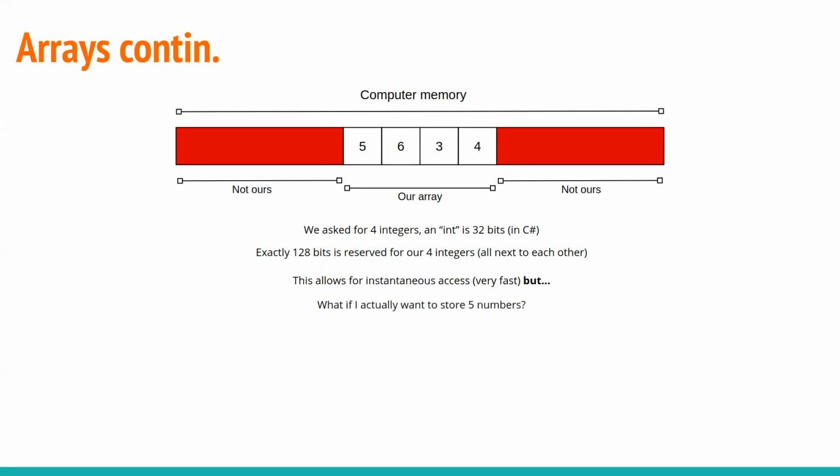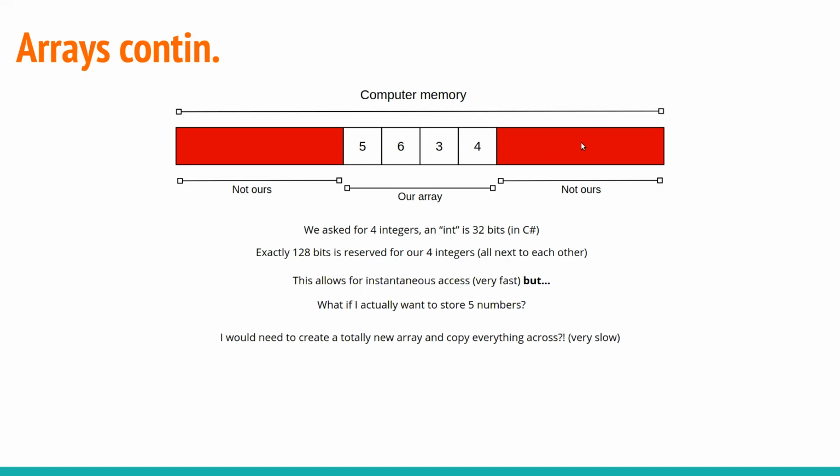However, this is also where a problem of arrays comes in. Here we stored 4 integers, and we can have very fast, instantaneous access to any of those 4 integers. But what if I actually wanted to store 5 of them? I created an array with 4 integers, and now I actually want 5 integers rather than 4. How can we do this? Well, we would need to create a totally new array and copy everything across.